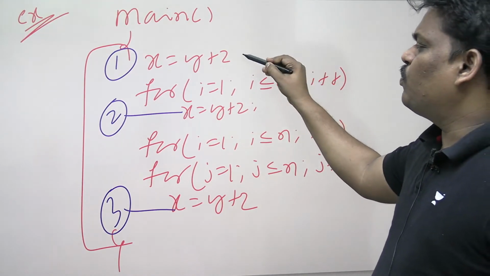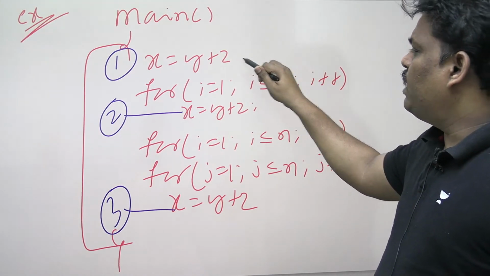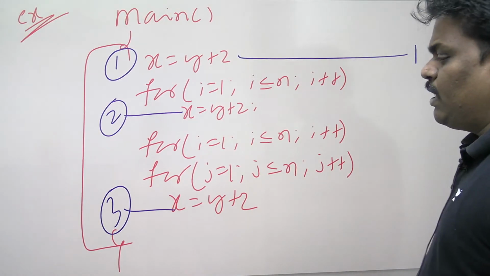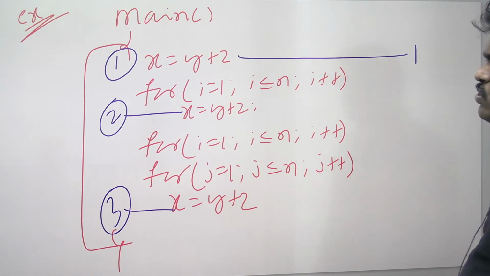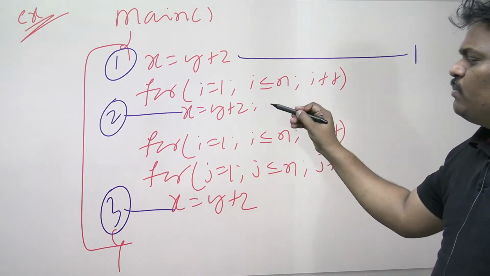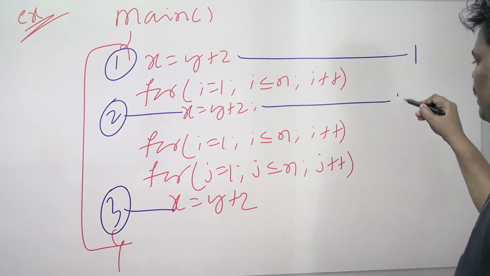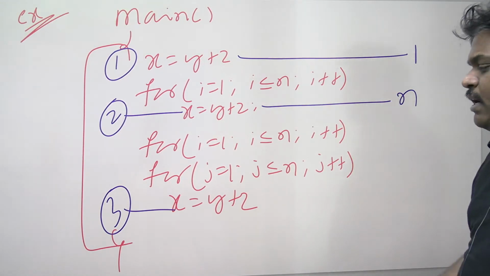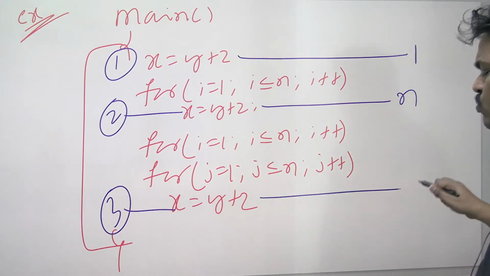When I run this program, statement 1 will execute how many times? 1 time. Next, while running this program, statement 2 will execute how many times? n times. Next, statement 3 will execute every time.